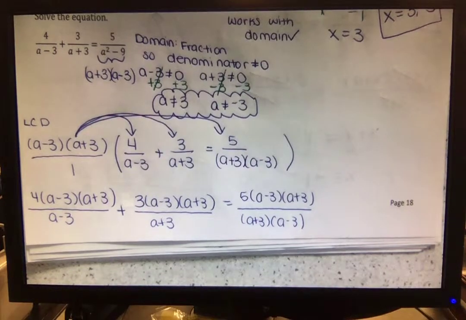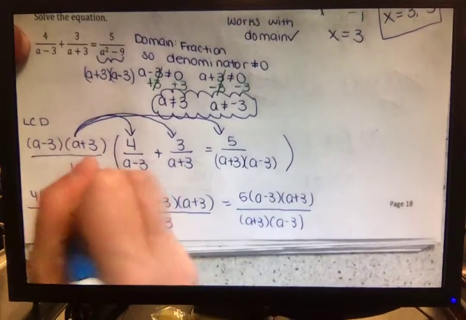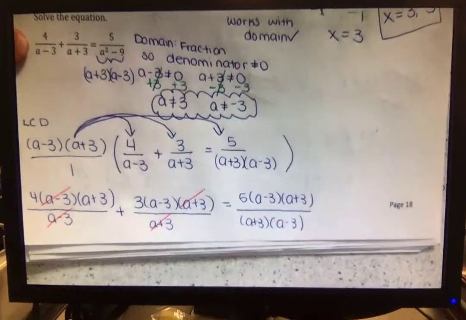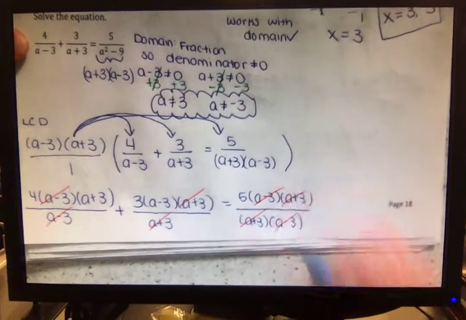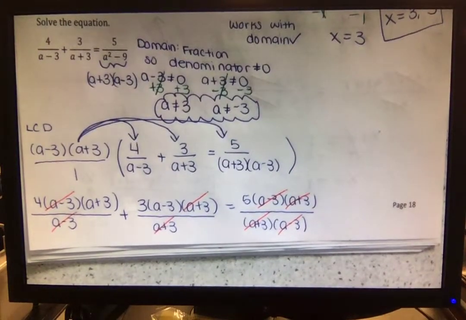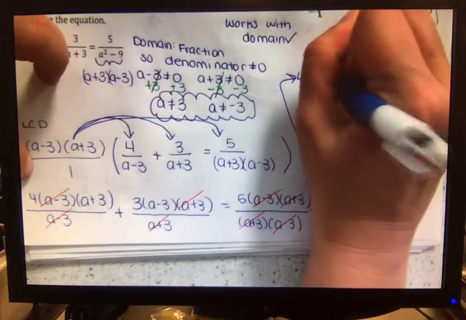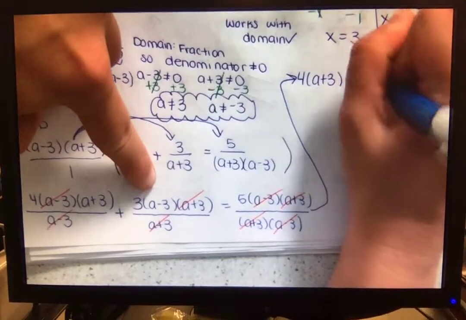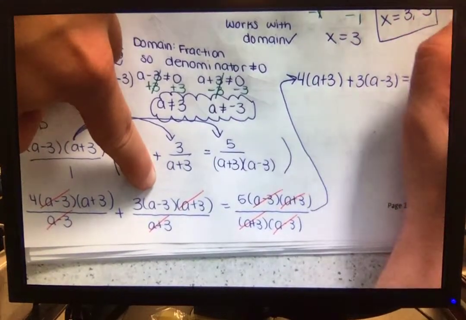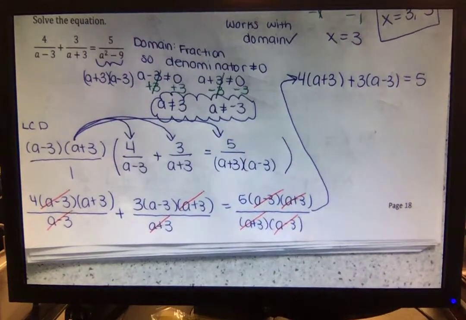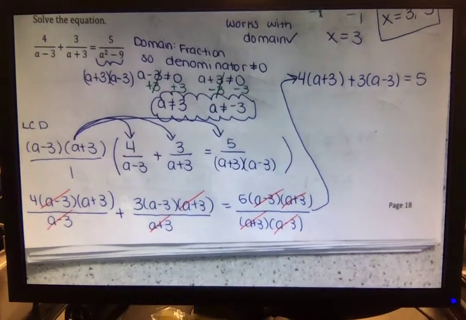Now the best part, what factors cancel? A minus 3, a plus 3, and then both of them, a plus 3 and a minus 3. So we're left over with 4 times a plus 3 plus 3 times a minus 3 equals 5. So now we can just solve this like a normal equation.